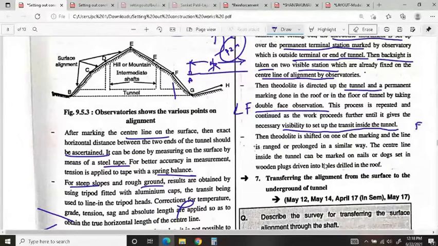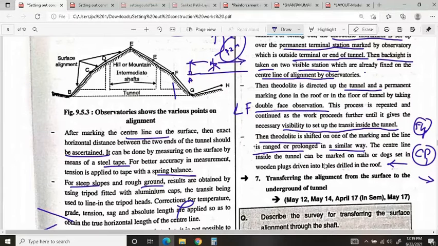That is, we will go for what we do in the fly leveling. The same thing is carried out with the help of the theodolite up to the visible point. If further it is not visible, we will go for the change of point. Before starting, we will take the back sight, and again we will go for the foresight. The theodolite is shifted on one of the markings, and the center line is marked or prolonged in the same or similar way.